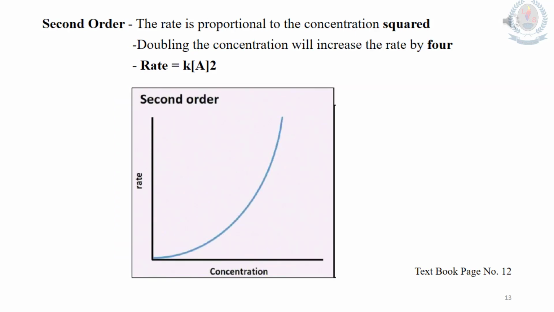Here we'll discuss second order reaction. The rate is proportional to the concentration squared. It means if we double the concentration, the rate of reaction will increase by 4. We can give the rate equation: rate equals k [A] squared.